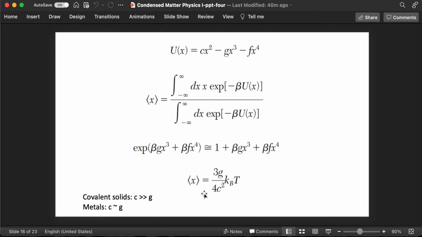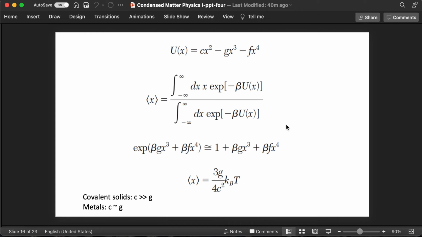And after you do the evaluation, you can show that the average distance now depends on temperature. So now you have a mechanism for thermal expansion. The higher the temperature, the higher the average distance. But notice now it depends on G. If G is 0, you cannot have any kind of thermal expansion. G is 0, obviously the leading anharmonic term is gone. F anyway will not contribute because of its symmetry.